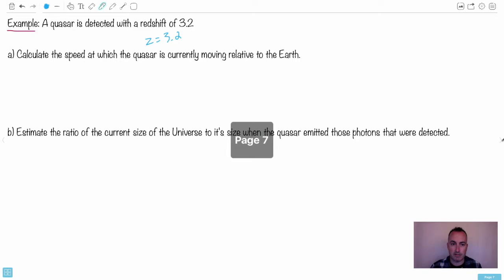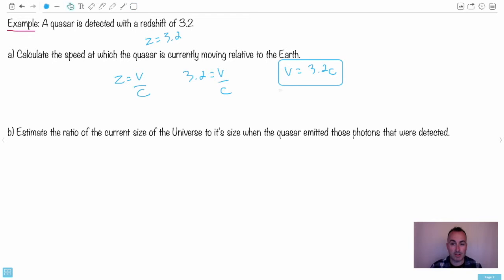So let's go back here and say, fine then. Z equals just V over C. That means 3.2 equals V over C. So if we want the speed, just get V by itself. Just put the C over. So that means you just have V equals 3.2 C. That is the answer. And I want you to think very carefully about this. Turns out it was that easy. The velocity that it is moving relative to the Earth is 3.2 times the speed of light.